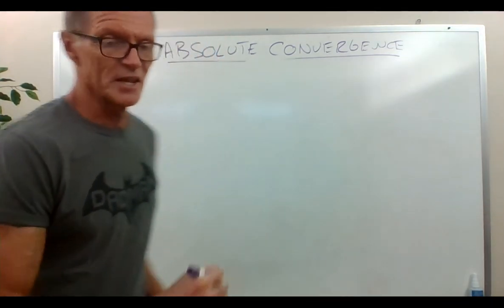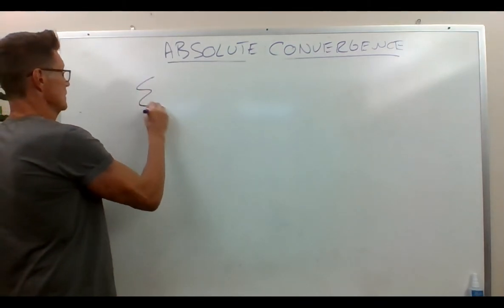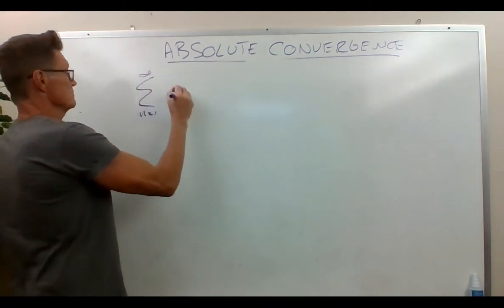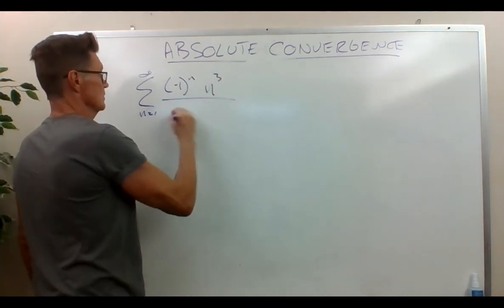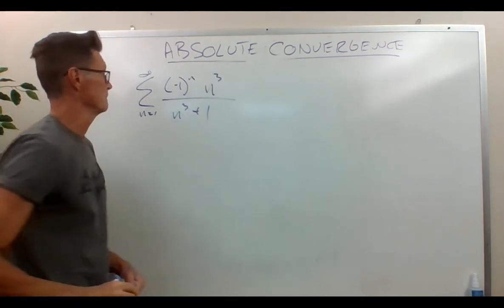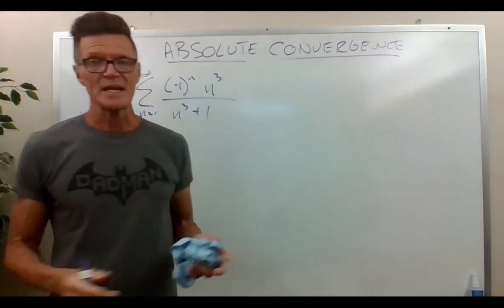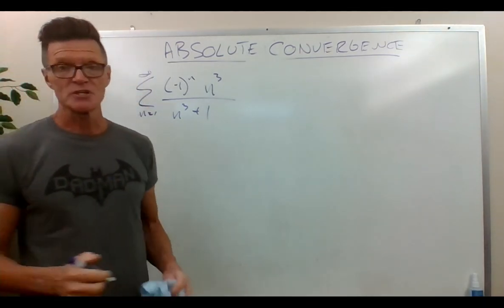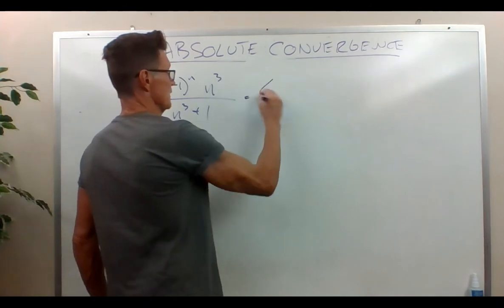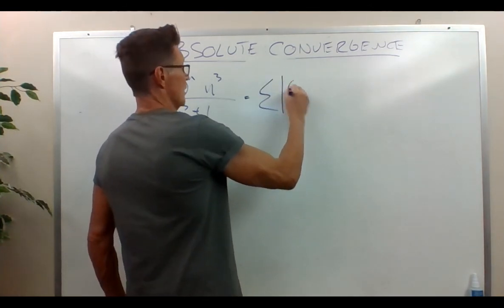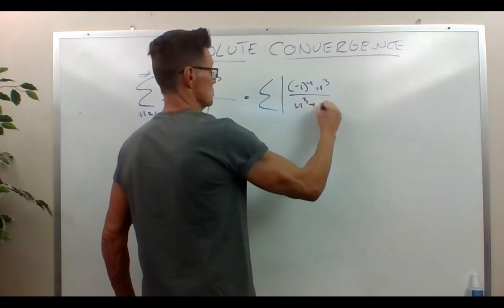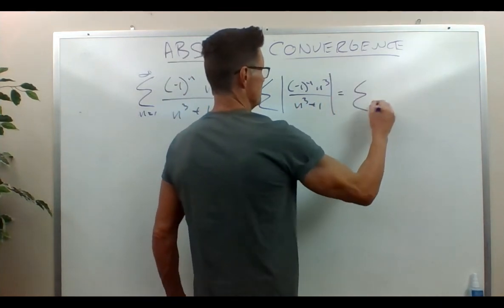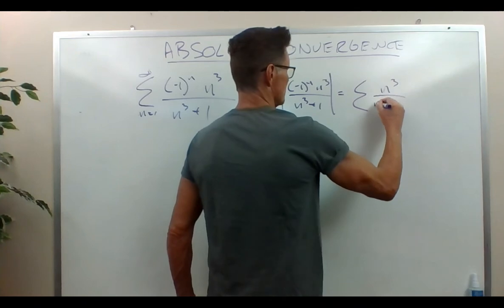All right, this last one, the series from n to infinity of -1 to the n cubed over n cubed plus 1. All right, that is my series. So the first thing that we want to do is we want to find the absolute value of -1 to the n cubed over n cubed plus 1, which is simply going to be n cubed over n cubed plus 1.